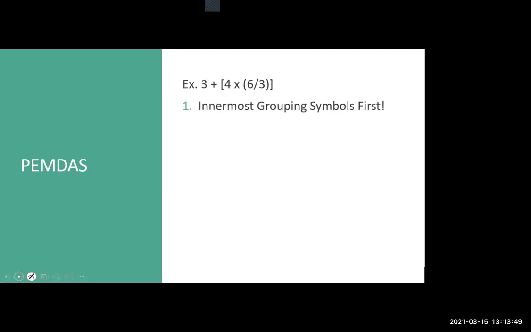For this one, we do the inside grouping symbol. So we have brackets, but we also have parentheses. So we start with the parentheses. 6 divided by 3 is 2. So I replace that with a 2. Next, we do the brackets, and that's where I do 4 times 2. Well, 4 times 2 is 8. So I now have 3 plus 8, and that gives me 11. Okay? Following our order of operations helps us to be consistent so that we all arrive at the same answer.